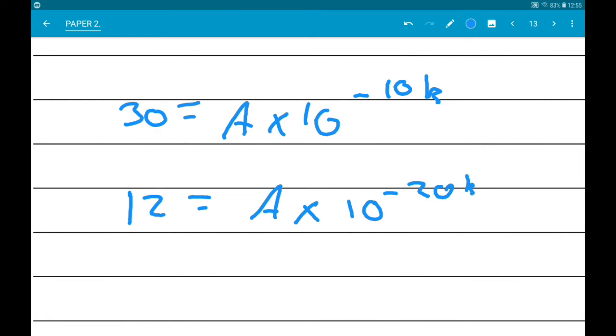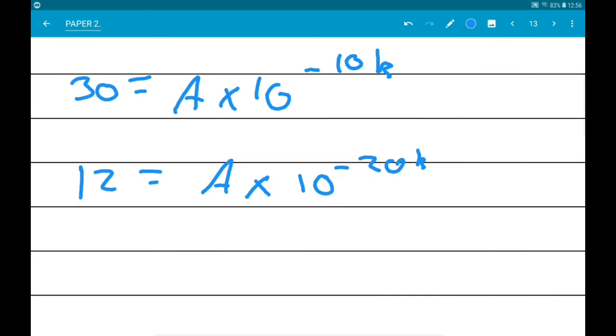Alright, so we need to get rid of one of the variables. Now, we can't do this by addition or subtraction, but we can using division. So, if we call these 1 and 2, then I'm going to do number 1 divided by number 2.